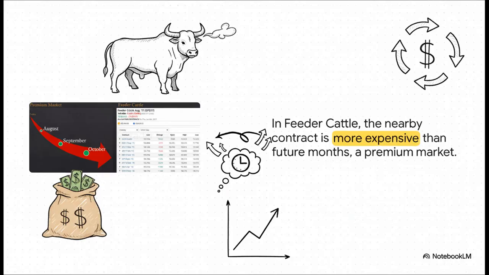And check this out in the feeder cattle market. See how the prices are basically going backward? The August contract is over $154, but September and October are cheaper. That backward pricing is a huge flashing neon sign of strong, immediate demand. That's what creates a premium.